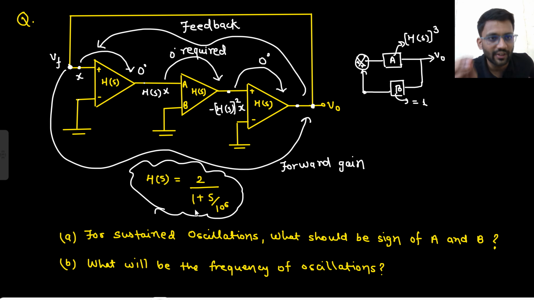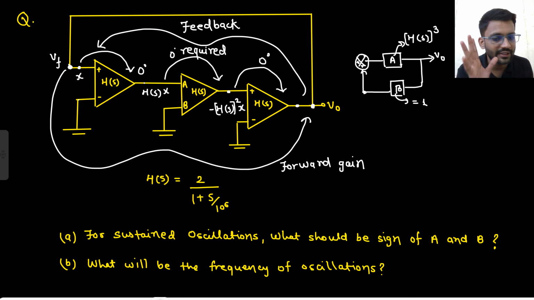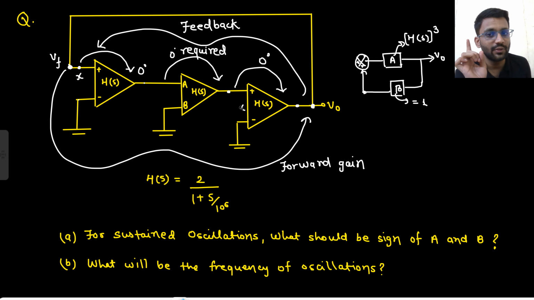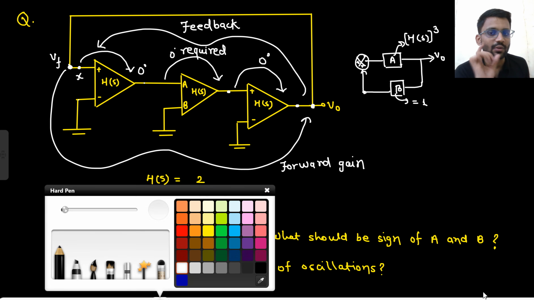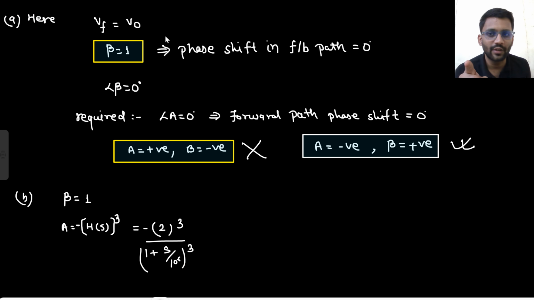Okay, this was one of the finest questions, one of the best questions on oscillators. So I hope it must have cleared a lot of concepts. So never, by looking at the circuit, should you write that A should be positive or B should be negative. Nothing like that. First you need to find the total transfer function. So h of s cube was the forward gain, minus h of, how would you have solved it?